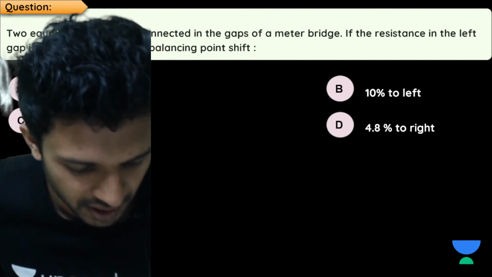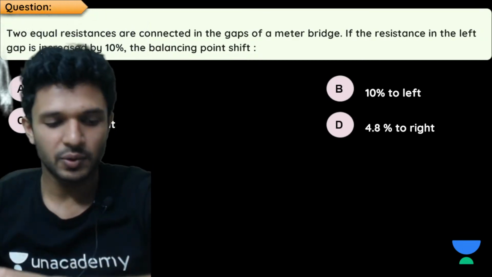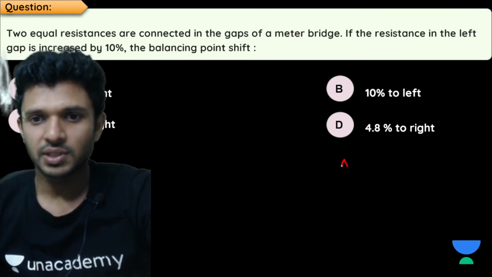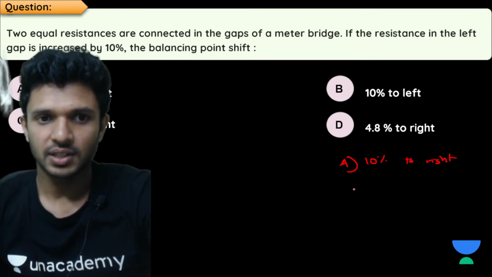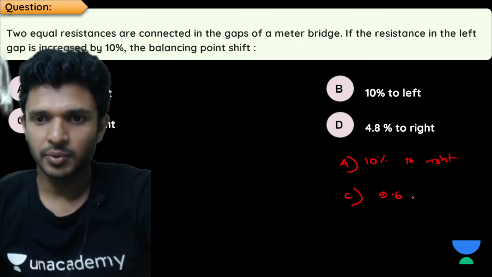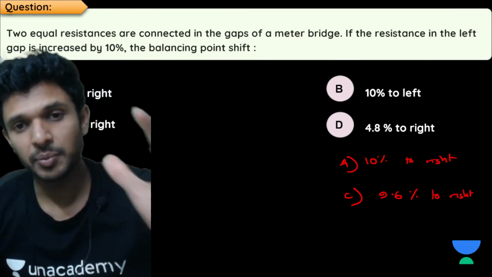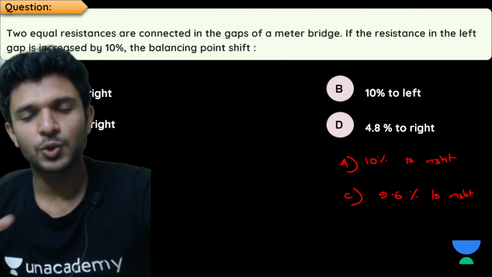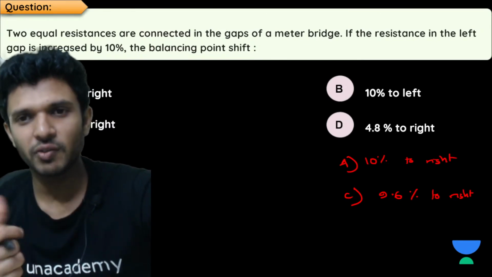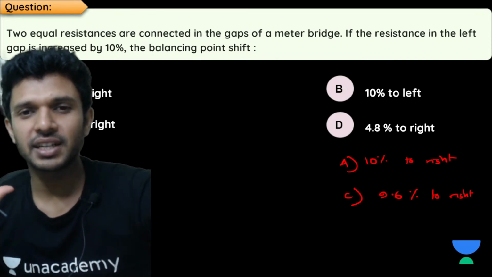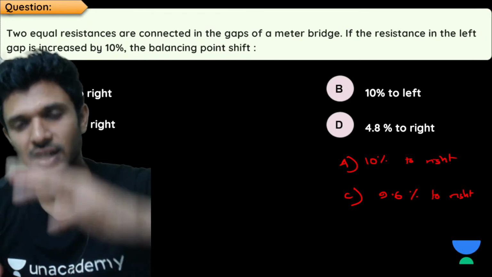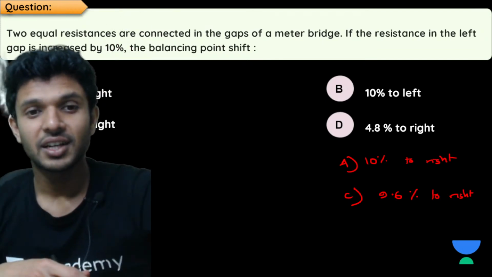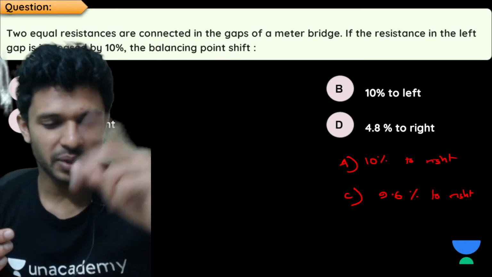Okay, here we go. Option A, 10% to right. Okay. Option C is 9.6% to right. Okay, this is a very big problem, which means if we go and try to do this problem in the actual way possible, you will take at least 5 to 6 minutes. But don't worry, I'll first explain it in the long method, which is the actual method. But after that I'll tell you the simplest method of doing this problem.